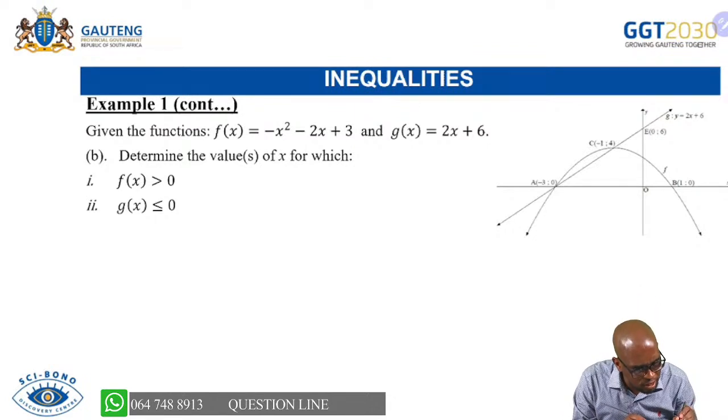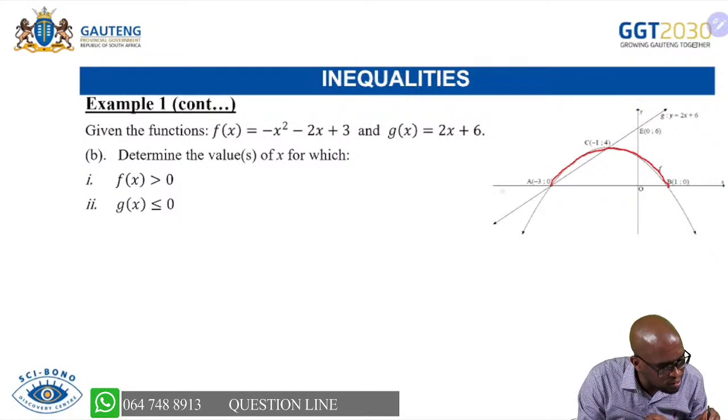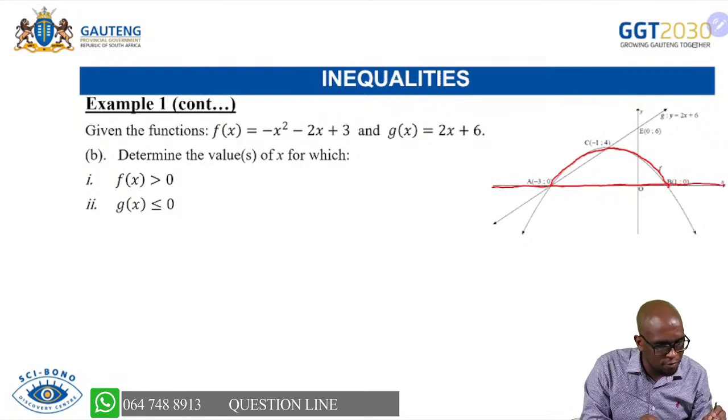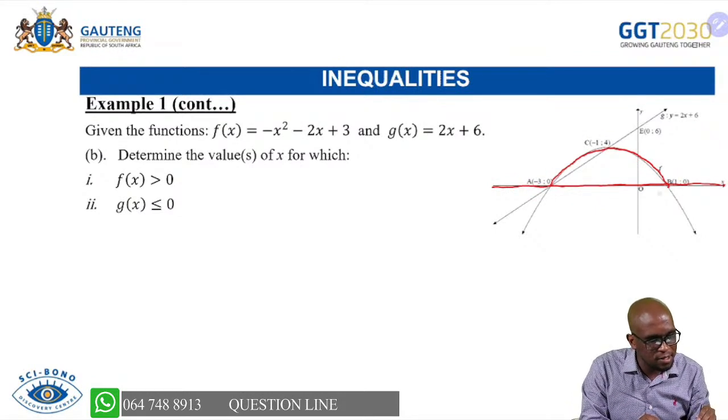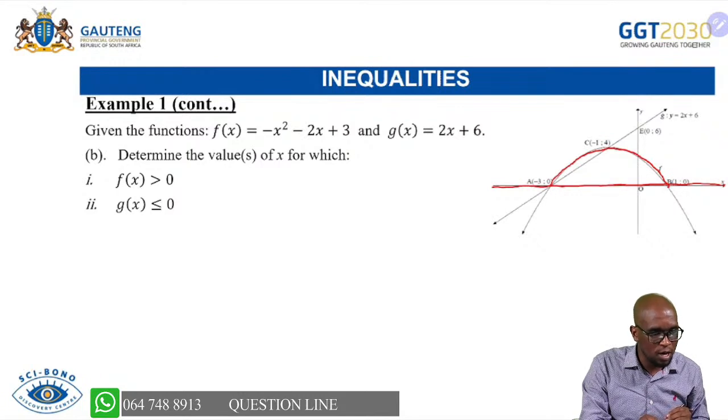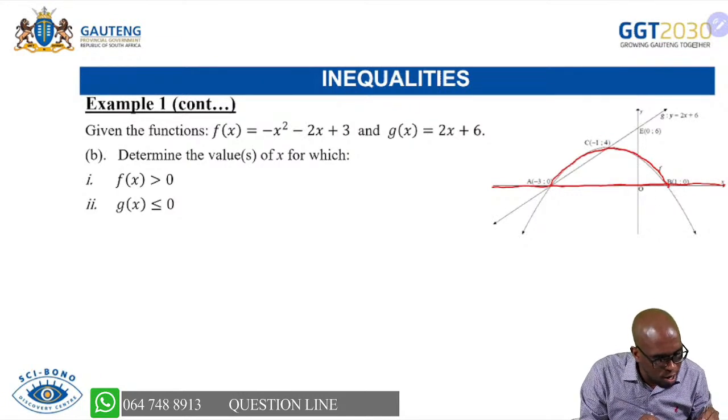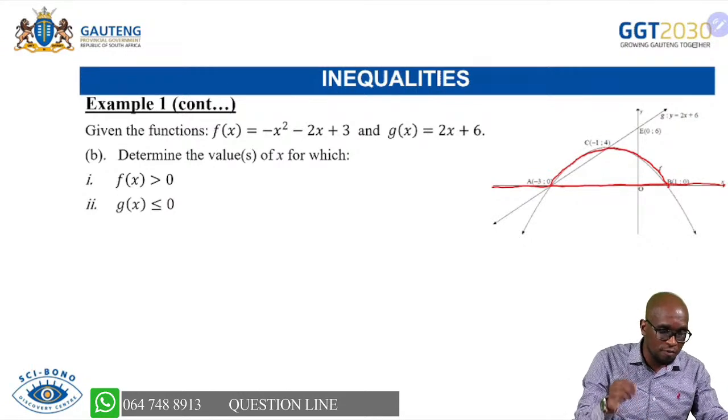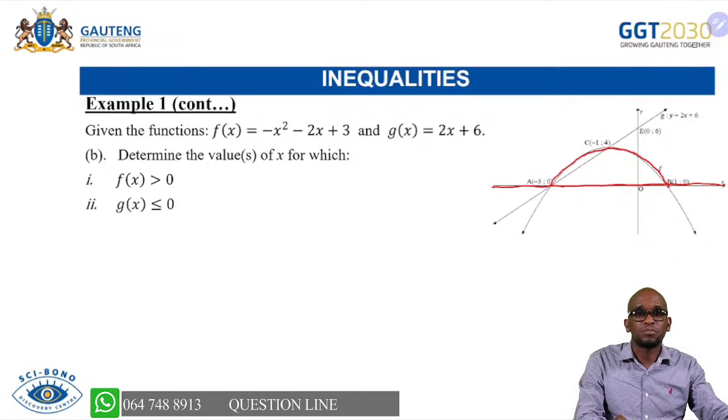Now, if you look at the graph of f here, you can see that these are the x-axis. And the graph of f is above the x-axis on that particular portion. We've drawn the graph being above the x-axis. Now we need to state the values of x for which that occurs.